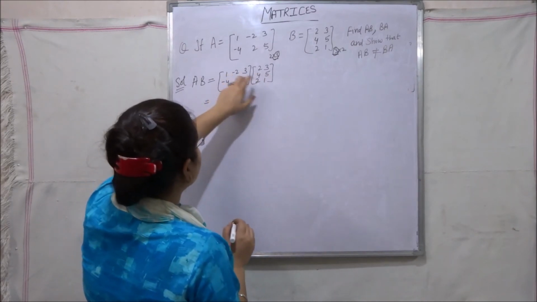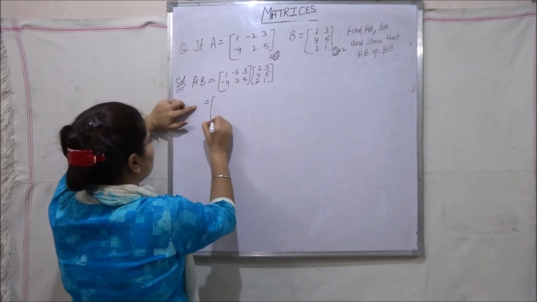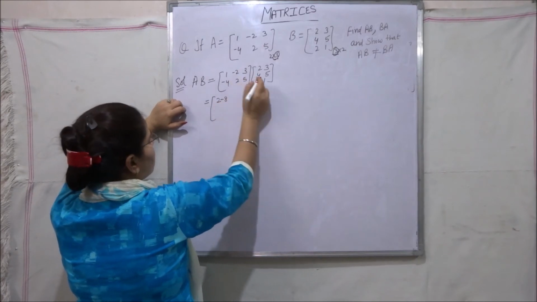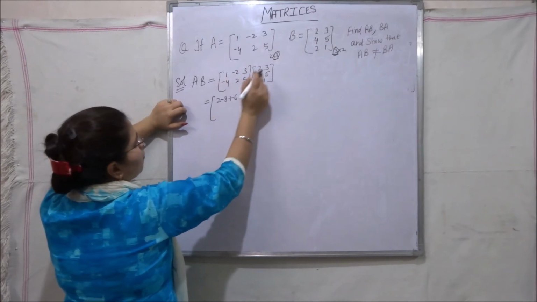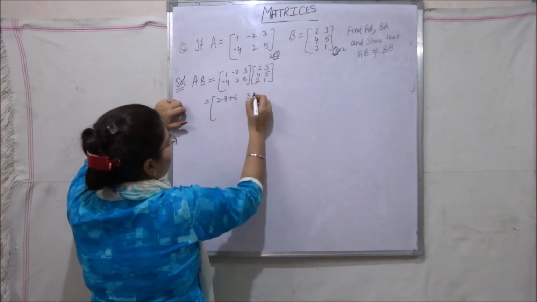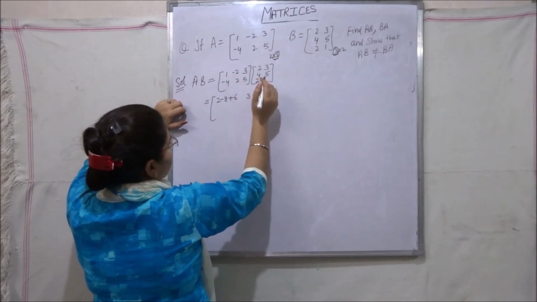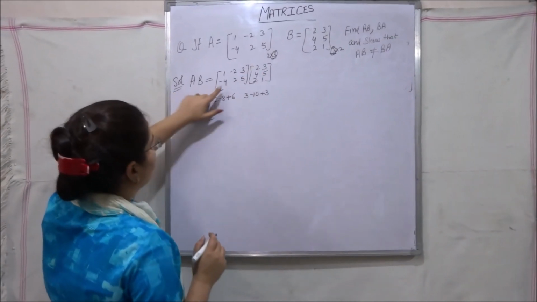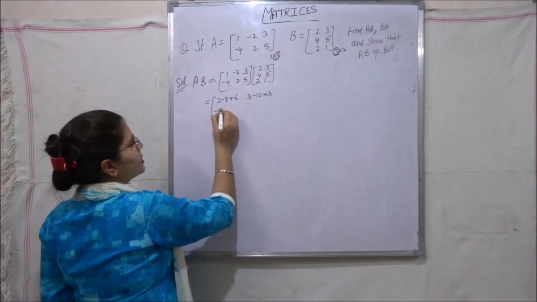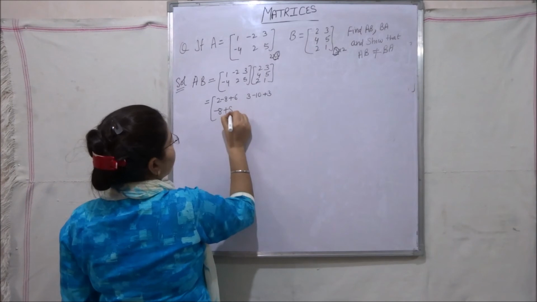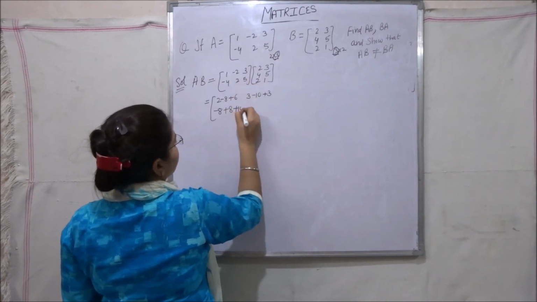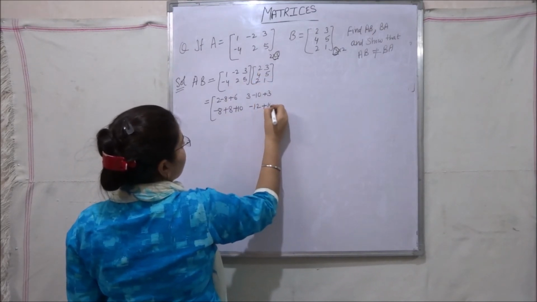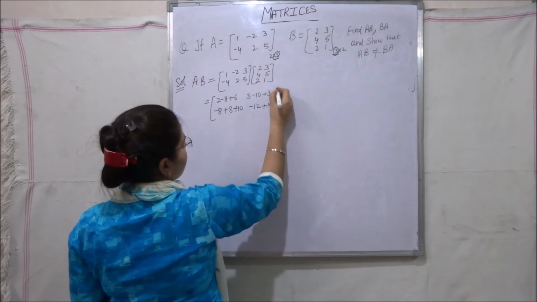Now multiply it. 1 multiplied by 2 is 2, minus 2 multiplied by 4 is minus 8, 3 multiplied by 2 is 6, 1 multiplied by 3 is 3, minus 2 multiplied by 5 is minus 10, 3 multiplied by 1 is 3. Now the second row will be multiplied by the first column. Minus 4 multiplied by 2 is minus 8, 2 multiplied by 4 is 8, 5 multiplied by 2 is 10, minus 4 multiplied by 3 is minus 12, 2 multiplied by 5 is 10, 5 multiplied by 1 is 5.